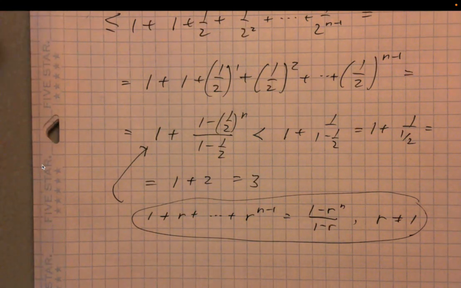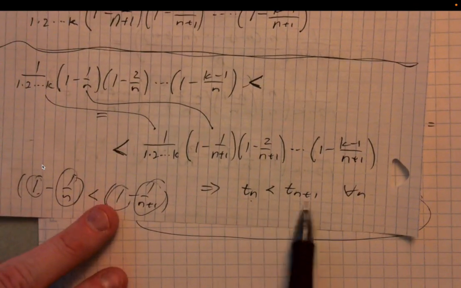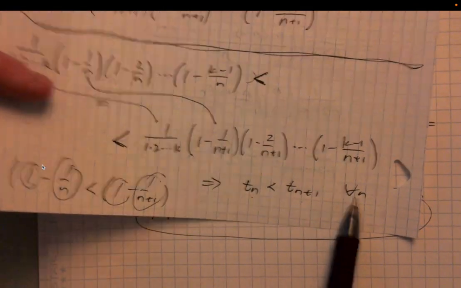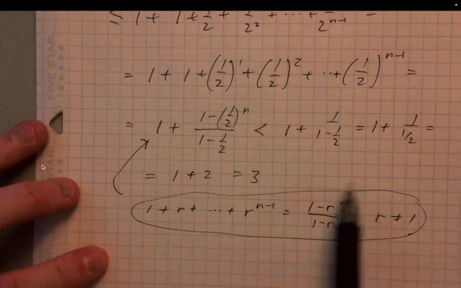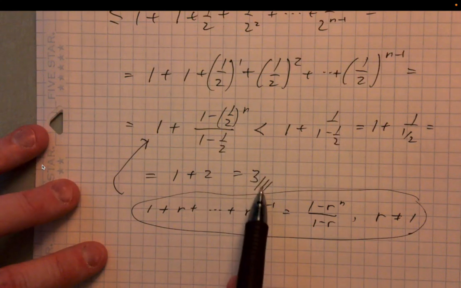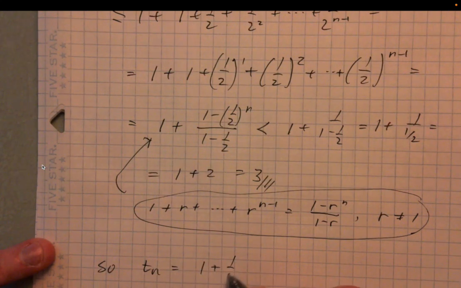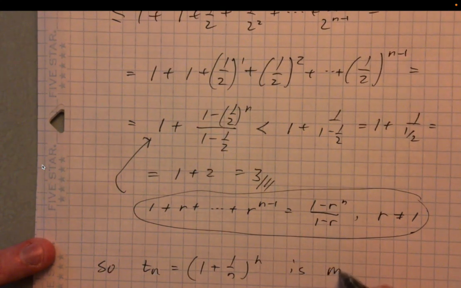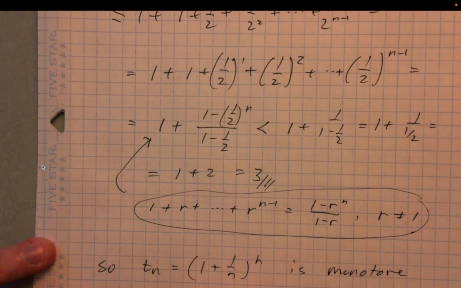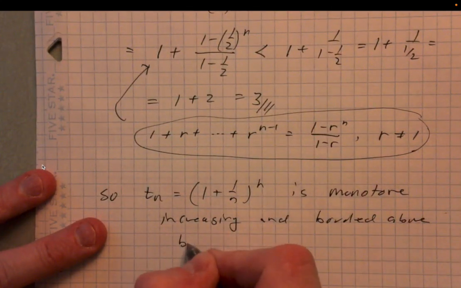But basically what we've shown with the previous page, we showed that t sub n is less than t sub n plus 1 for all n, right? And then this most recent argument shows that t sub n is less than or equal to 3 for all n. So t sub n equals 1 plus 1 over n to the nth power is monotone increasing and bounded above by 3.